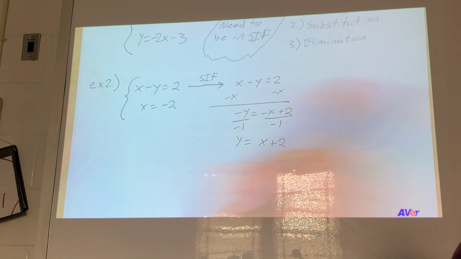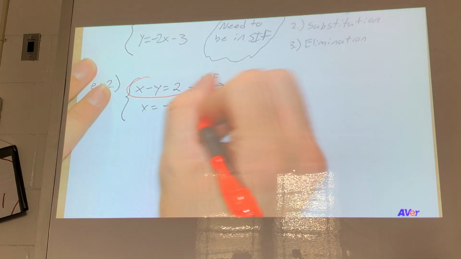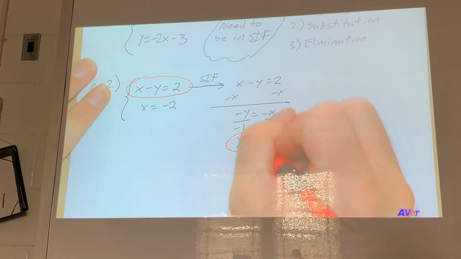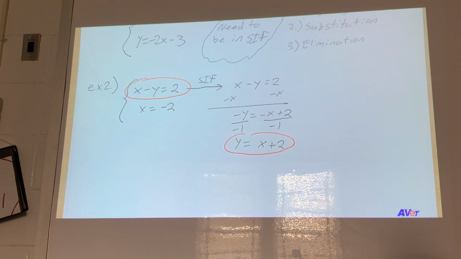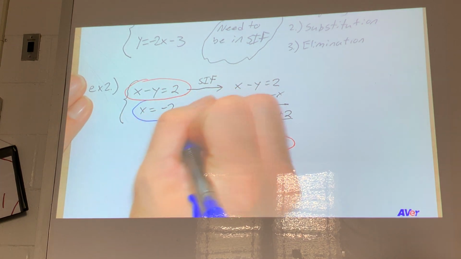All right. So look, this equation here, we have rewritten it into slope-intercept form here. Okay, so these are the same equations. They're just in different forms. This one does not need to be changed because we can graph x equals negative 2, no problem.